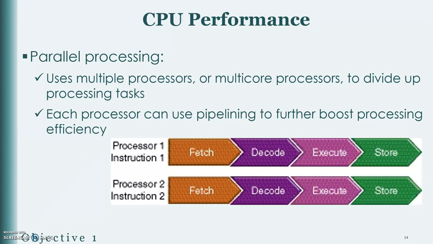Another way of enhancing performance is something called parallel processing. What parallel processing does is it uses multiple processors, or multi-core processors, which divide the work among them and then use something, again, called pipelining. So processor 1 takes the first instruction: fetch, decode, execute, store. Processor 2 takes the second instruction: fetch, decode, execute, store. So these are running in tandem, in parallel. And of course, that's also greatly increasing the speed and the power on your machine.